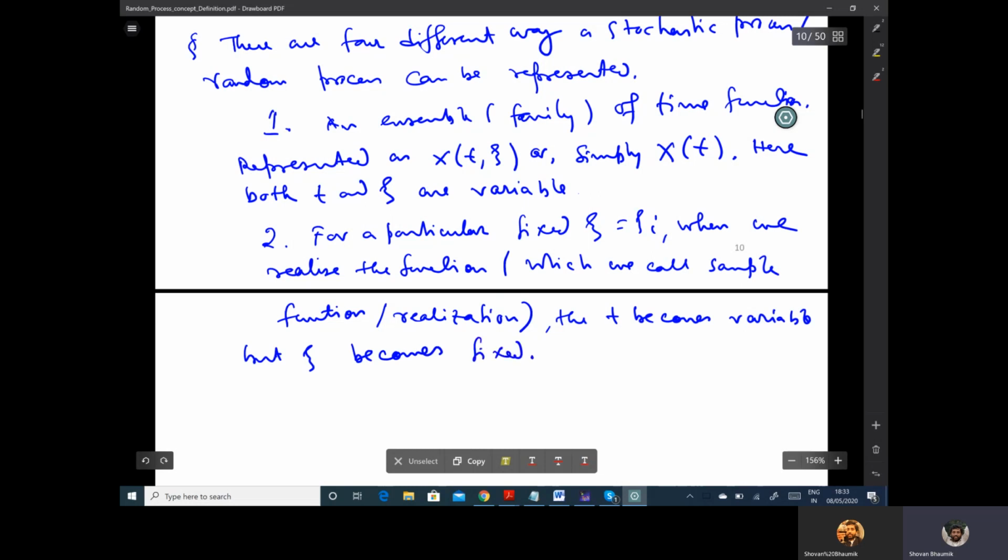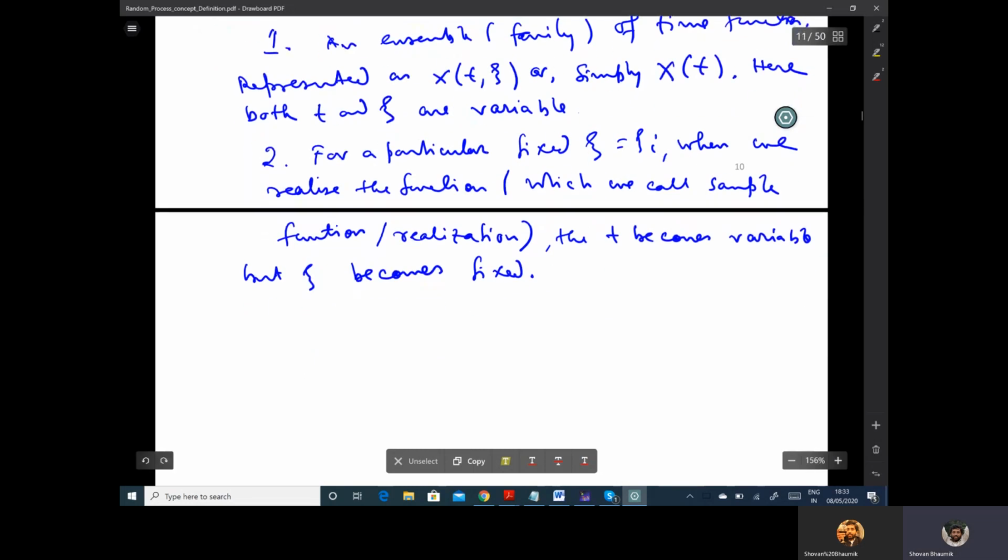So such a realization is called the sample function, or a single realization, when zeta becomes fixed and t is the variable. So this is a kind of time series, or a single time function. It is changing with time. We represent it as x_i(t), where i means the ith ensemble.